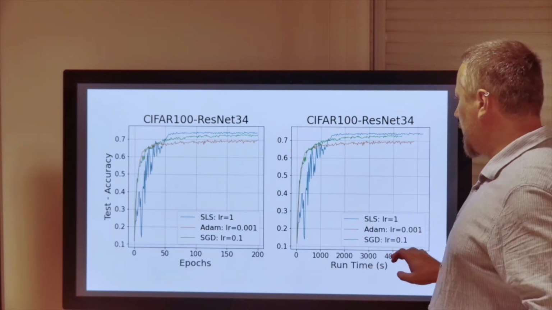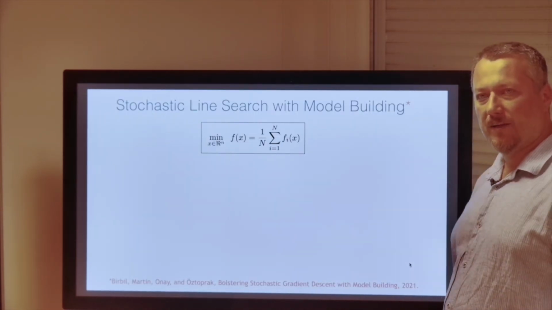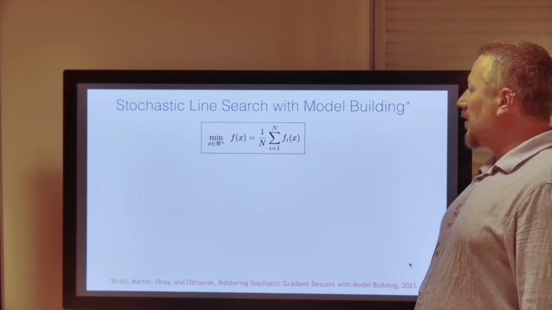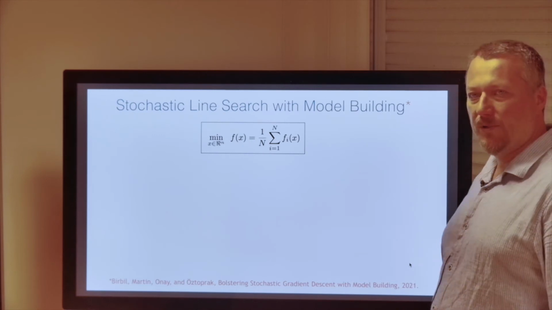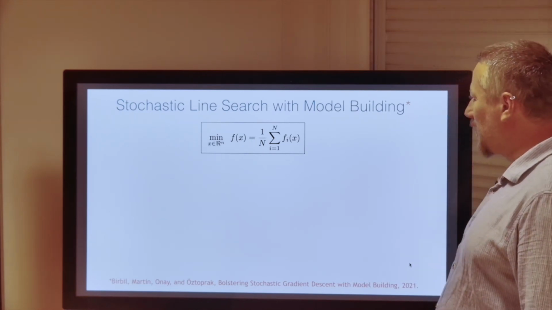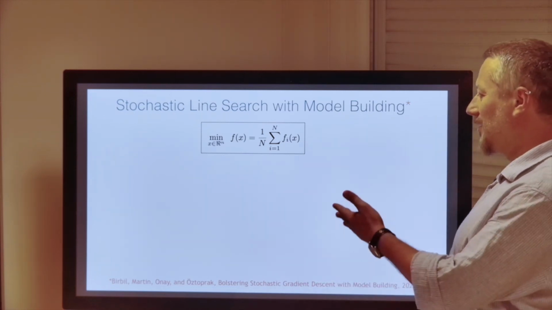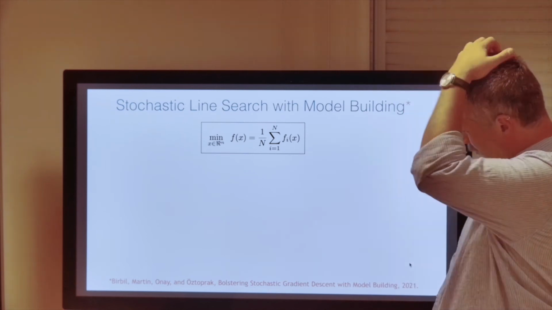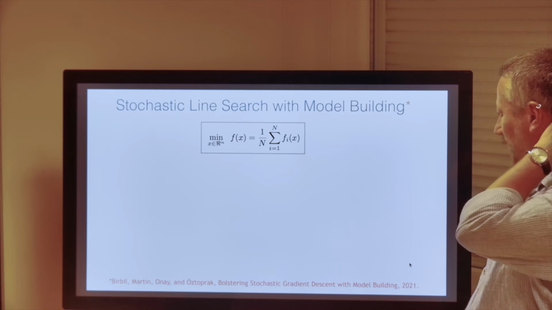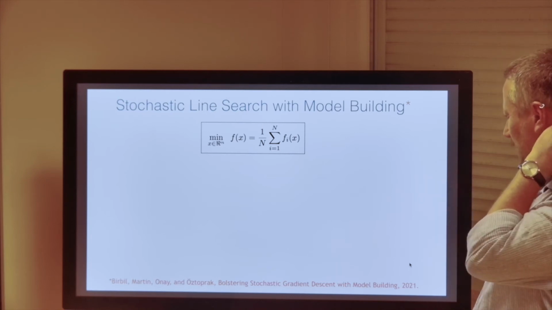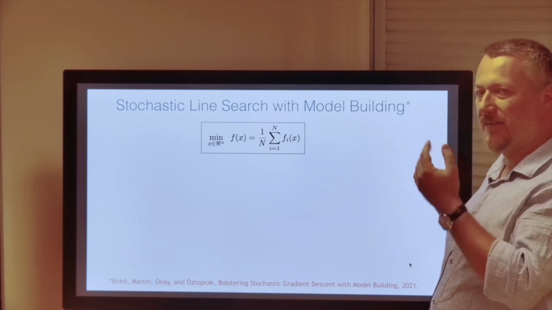All right, so now I'm going to switch to another method for stochastic line search. This time, instead of backtracking, we are going to use model building. I'm going to explain this. This is from a recent work by Birbil, myself, Onay, and Öztoprak, from a paper that will appear soon, at least on arXiv, and I'm going to send you links once it's online.